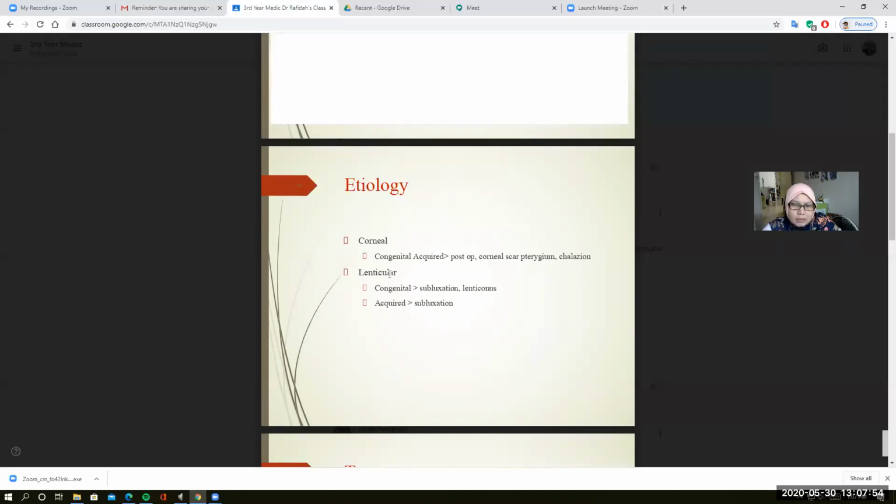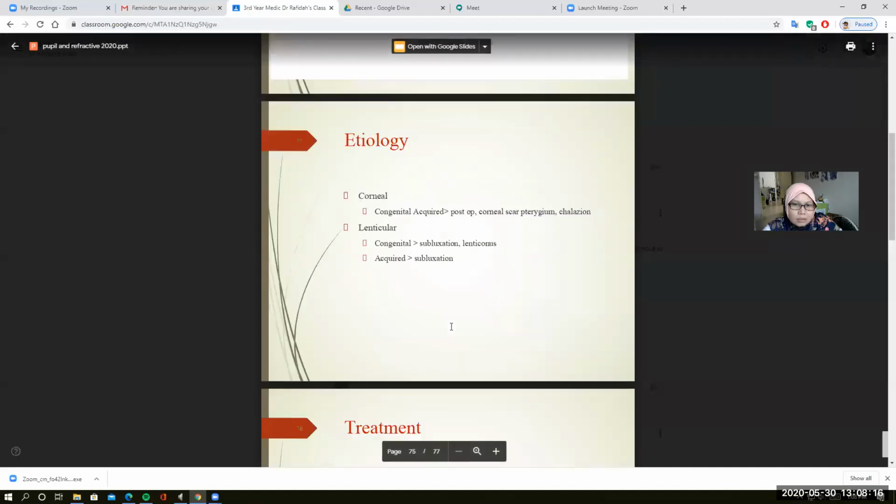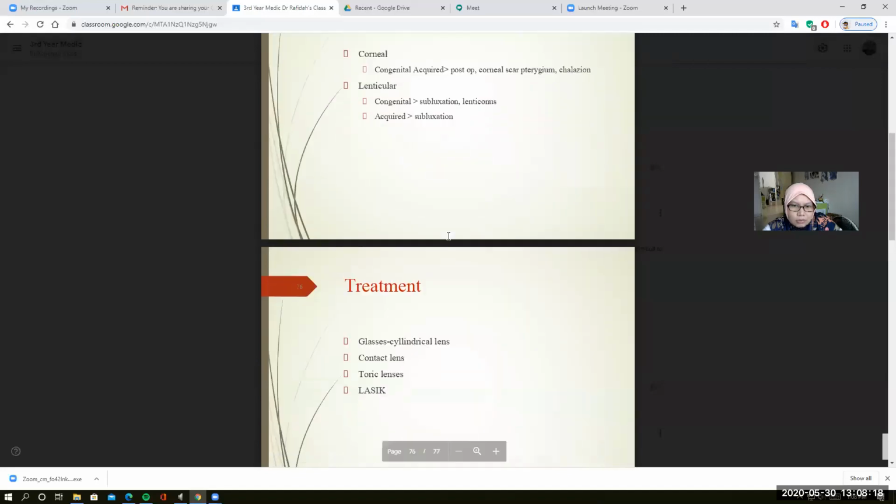Okay, how about lens? A lens abnormality can be due to congenital or can also be due to acquired. So it can be also congenital subluxation or lenticonus. Lenticonus is where the lens has some bulging, and also because of acquired. Okay, and acquired subluxation due to trauma.